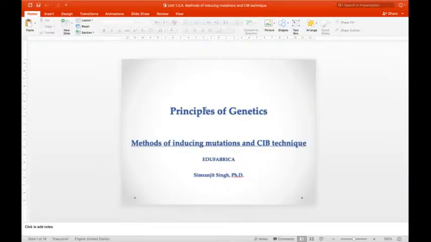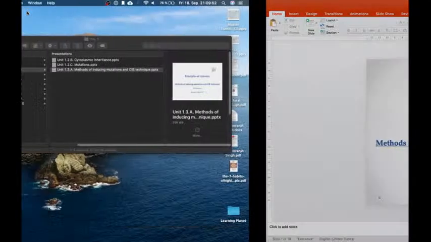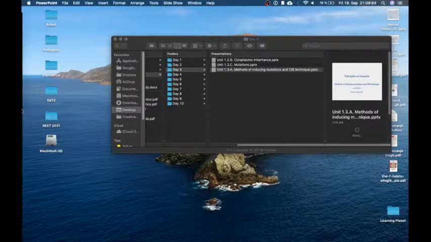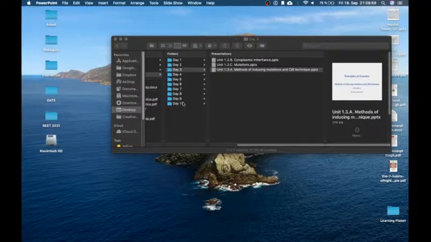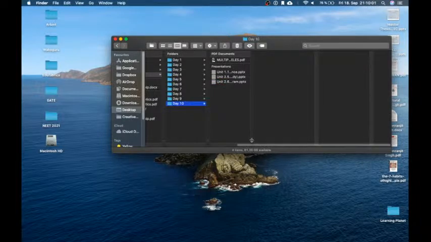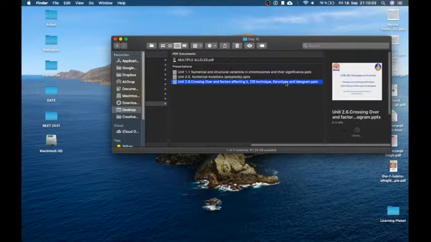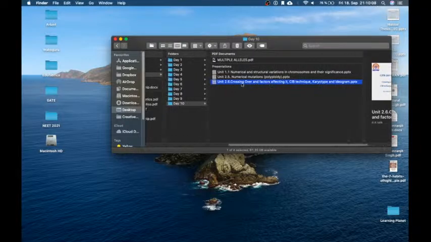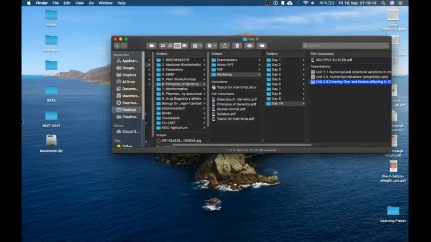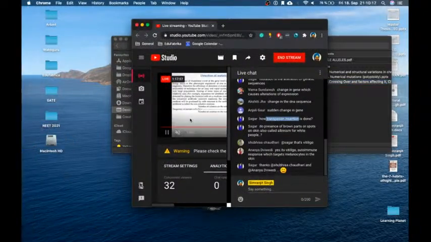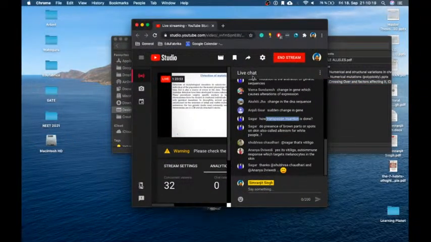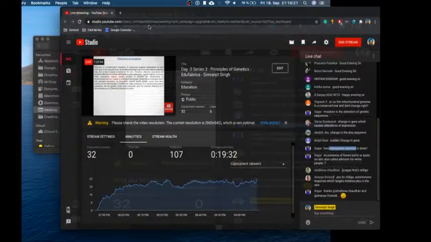So that's it for today, students. That was a small part of mutations at the end. Your CIB technique is somewhere in here, and I have to teach you. It will flow with this then, so we do this part later. For today we are done. I will share today's lecture with you later. Thank you very much for today.